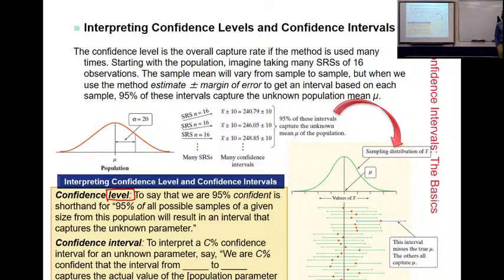In multiple choice, there are going to be some distractor answers that you want to stay away from. Anything that talks about this as a probability, like saying I have a 95% chance of being right, is wrong. It is the percent of all the confidence intervals I can make that will hit the target.